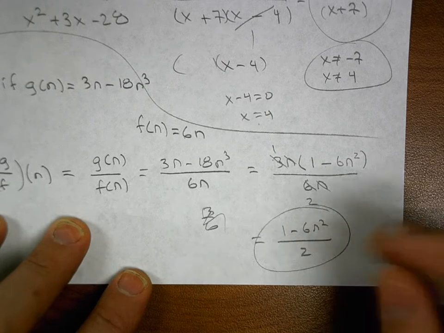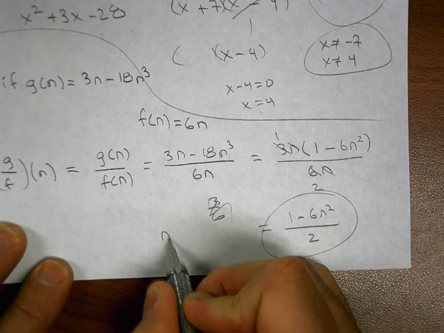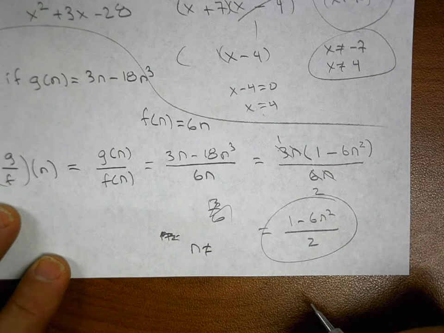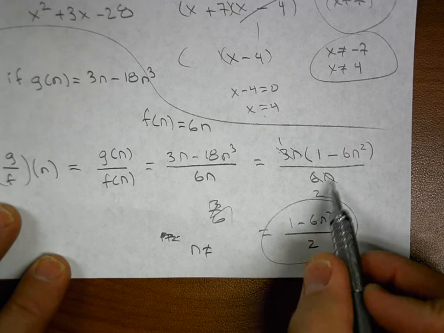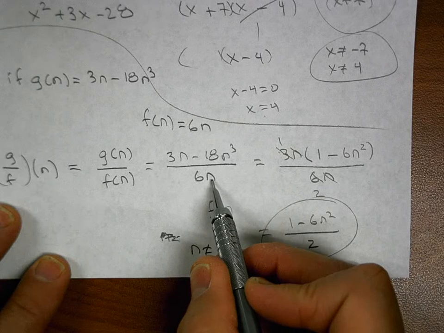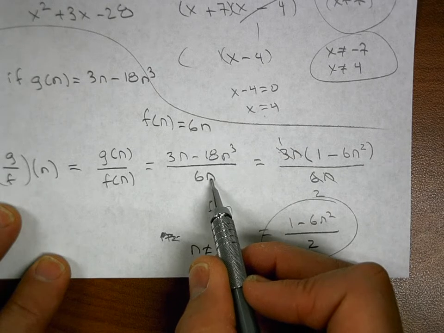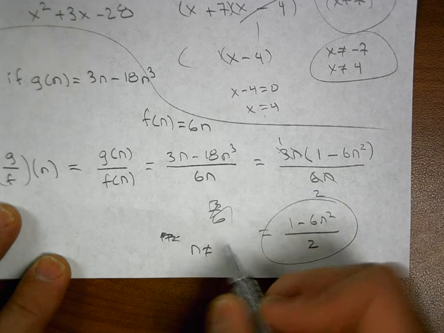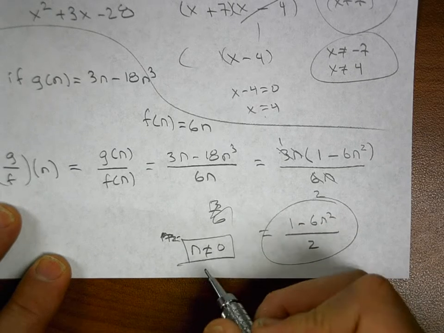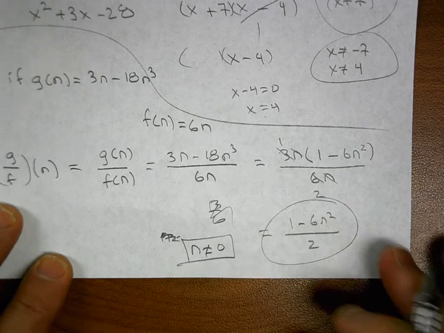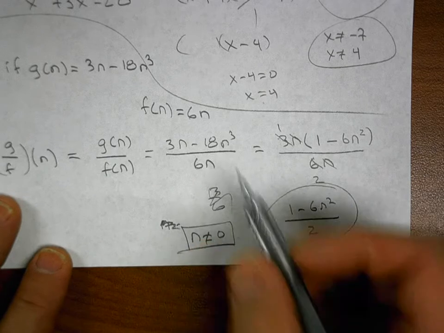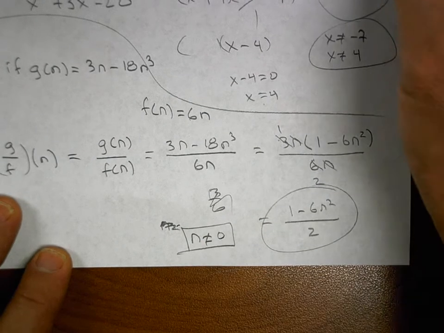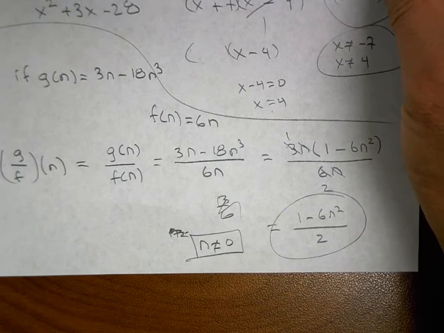Okay, and then restrictions. What can n not be? N could be -6. That's not going to make it 0. That'd make it -36 on the bottom. N can't equal 0, because 6 times 0 is 0. All right.